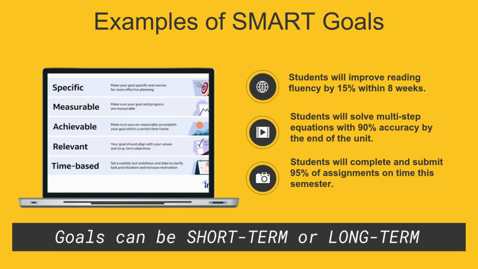8 weeks. And then last but not least, students will complete and submit 95% of assignments on time this semester, right? So you're constantly measuring that. Each week you're saying, oh, you only submitted 50%. We need to increase that. How can we increase that? So we're putting these interventions in purposely to help us meet these SMART goals rather than arbitrarily, and we have no end goal in mind, right? And again, goals can be short-term or long-term.